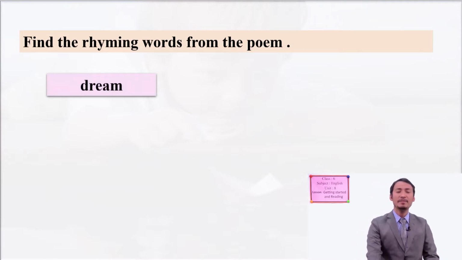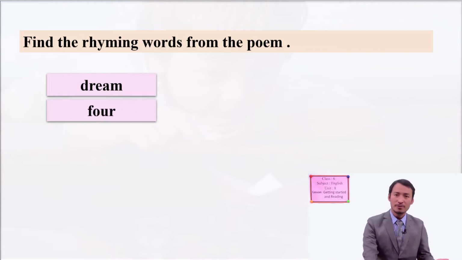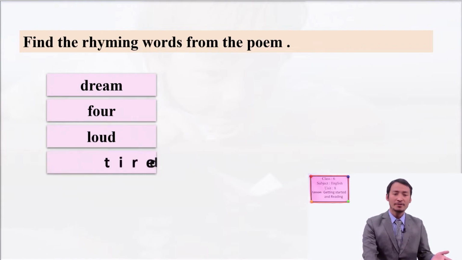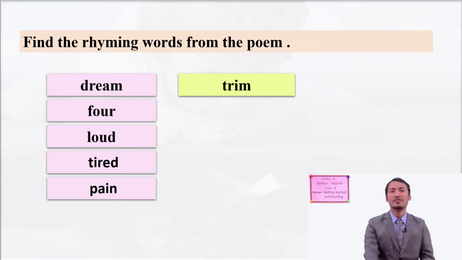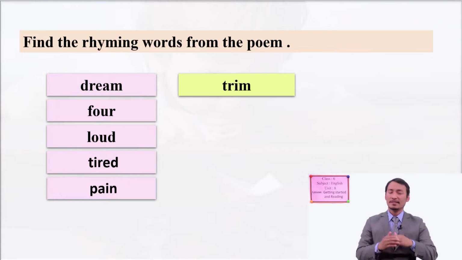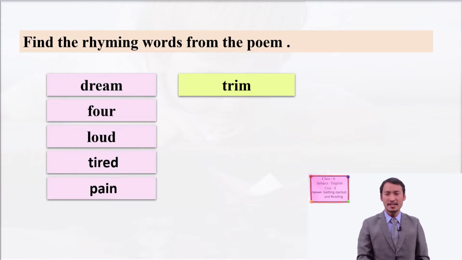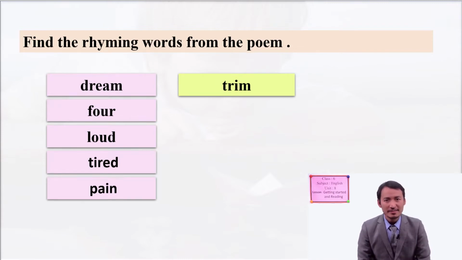Yes, we have dream words in the first line, and then for another line, loud, tired, pain. For dream we have dream as the rhyming word. Okay, students, so you can end the first line in dream, and another can be dream to match the lines. Okay, that is called rhyming words. Okay, students, do you understand now what are rhyming words? Yes, now you can easily find other rhyming words.